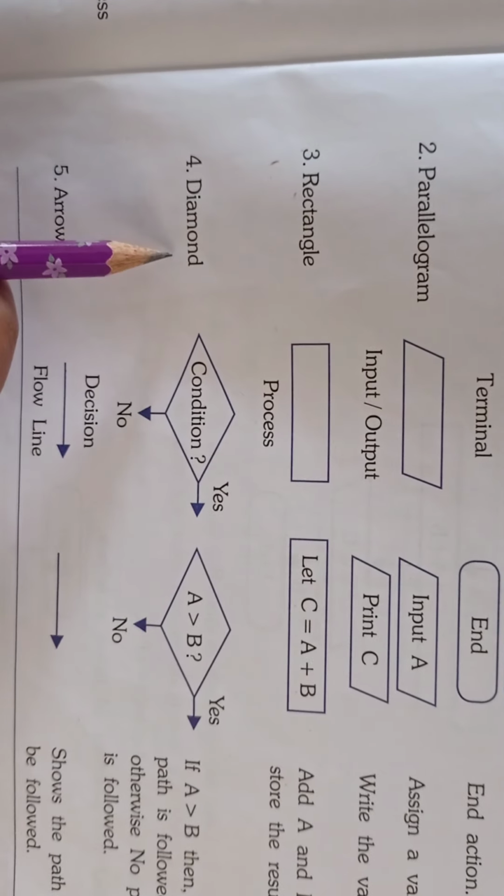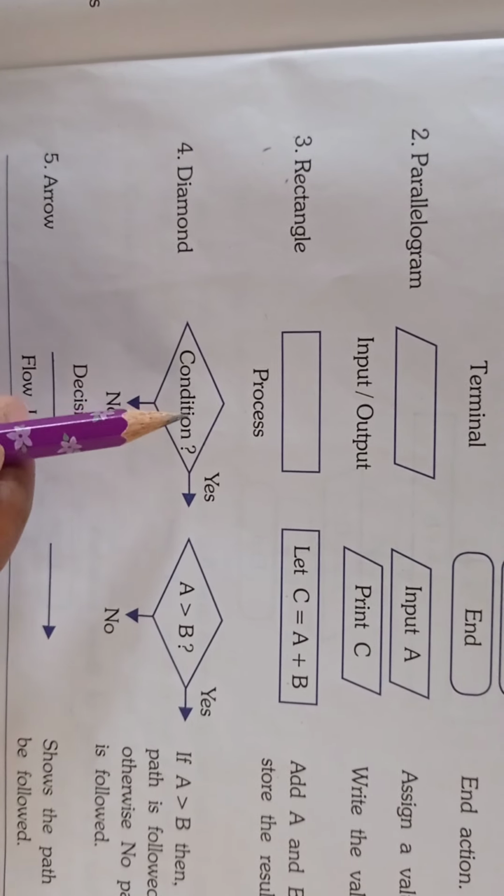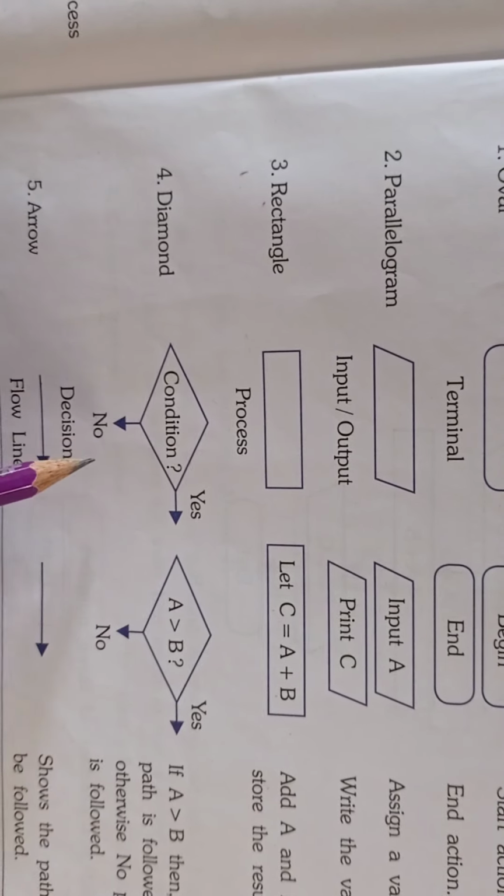Next we have the diamond. You can see this diamond here. This diamond is called condition. Otherwise, we can also say decision. Okay.